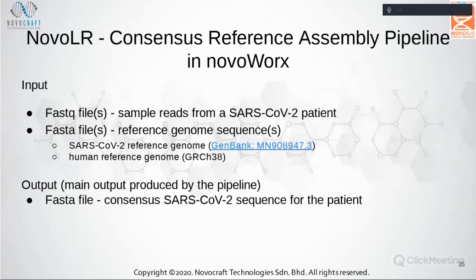Second, we need a FASTA file that contains the SARS-CoV-2 reference genome. If we want to run the pipeline that uses the combined reference, then we need an extra FASTA file that contains the human reference genome. We have the references provided in novoWorx, so we need to prepare FASTQ input only. The final goal of the pipeline is to generate a consensus SARS-CoV-2 sequence for the patient in FASTA file format.